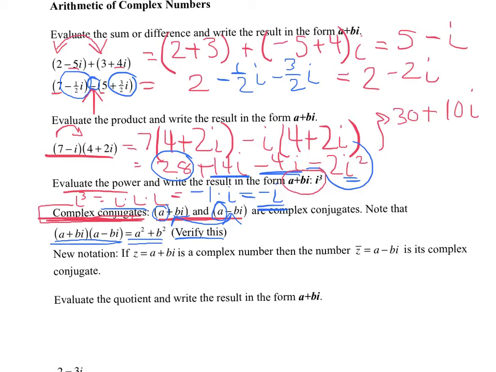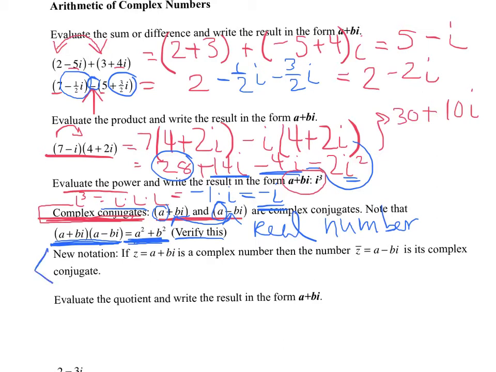The important thing about this is that this number, a squared plus b squared, is a real number, because remember, a is a real number and b is a real number. So the nice thing about complex conjugates is that if you multiply a complex number times its conjugate, you always get a real number.